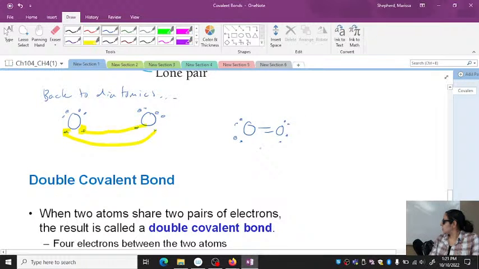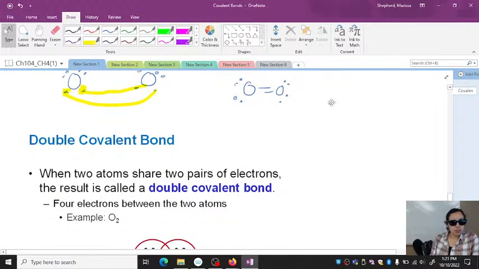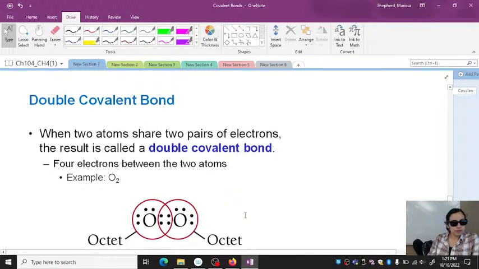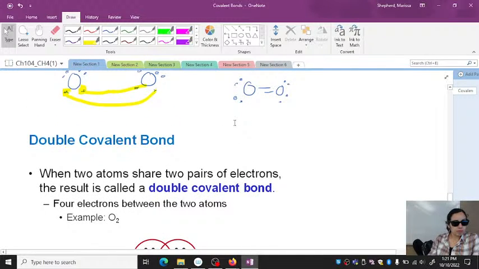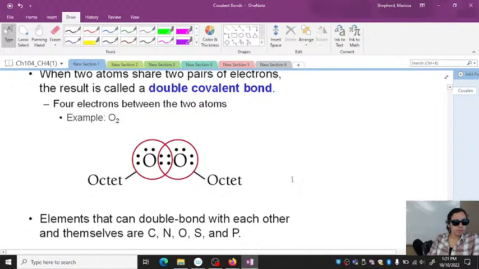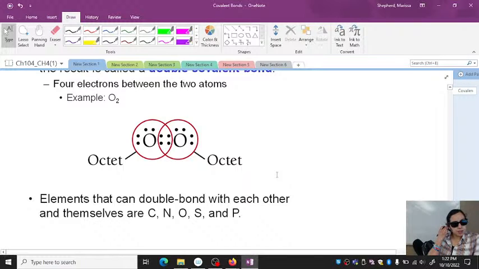And so oxygen is pretty cool. There are other elements that can double bond with either each other or themselves. I would highlight these: carbon, for sure, we see that. Nitrogen can make some double bonds. And then oxygen, sulfur, phosphorus. Those all like to make lots of bonds.